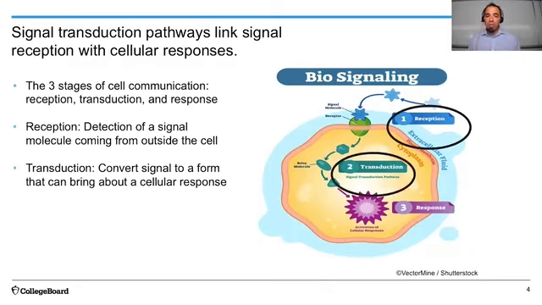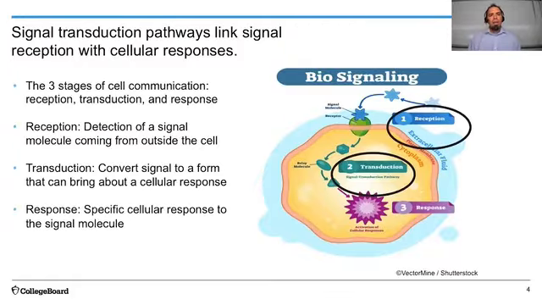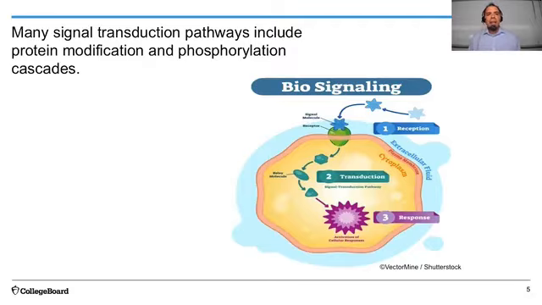Transduction is how we convert that signal to a form that can bring about a cell response. So there's that transduction, which is our second step, and you can kind of see that process there going through the cell. And then response, that is the specific cell response to the signal molecule. So that can be anything from transcription to production of a protein. And so many signal transduction pathways include protein modification and phosphorylation cascades.